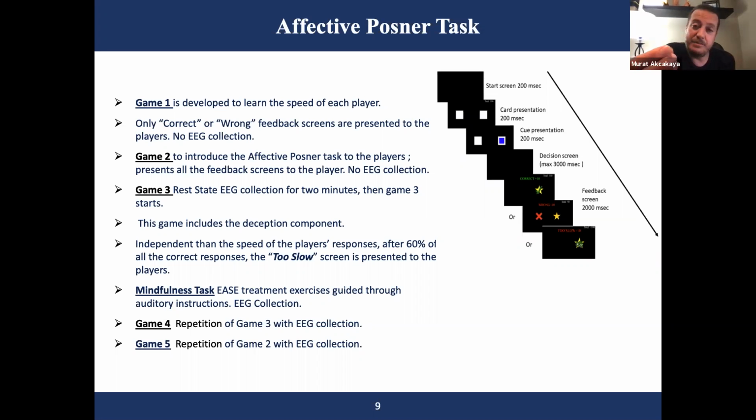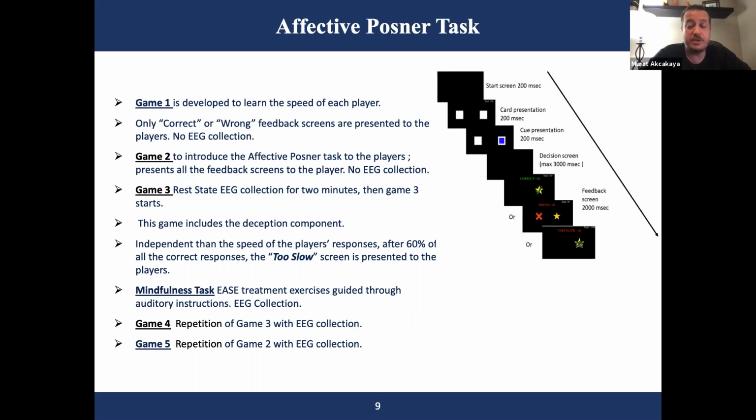Before game 3, there's a 2-minute EEG rest state, and then there's game 3. After game 3, there's another rest state, followed by a short audio-based mindfulness exercise, and then another rest state after the mindfulness exercise, and then there's game 4.